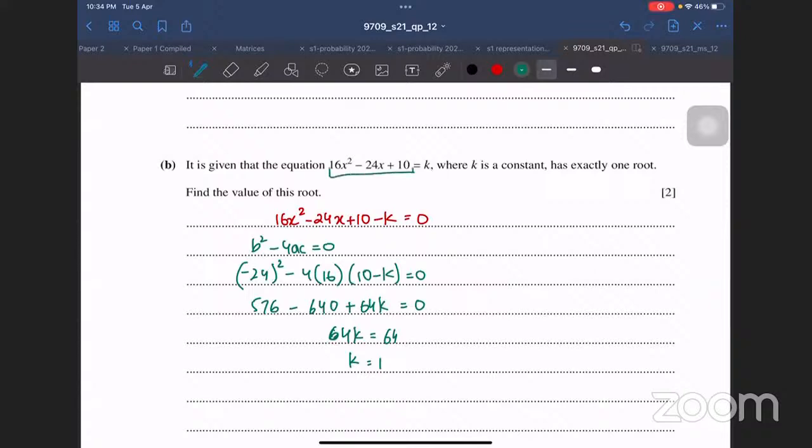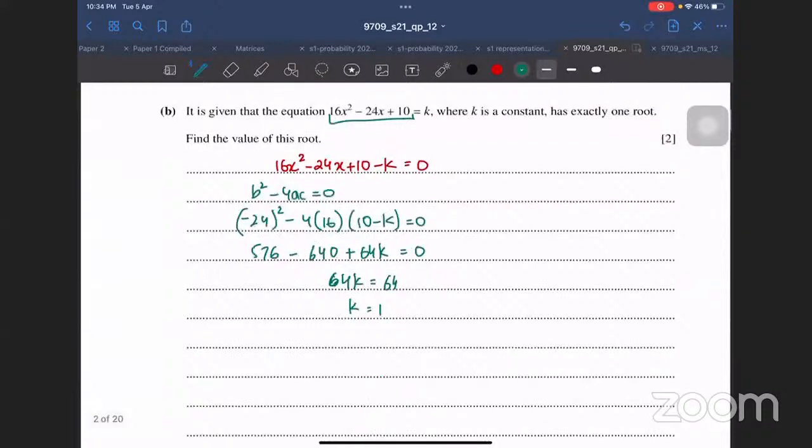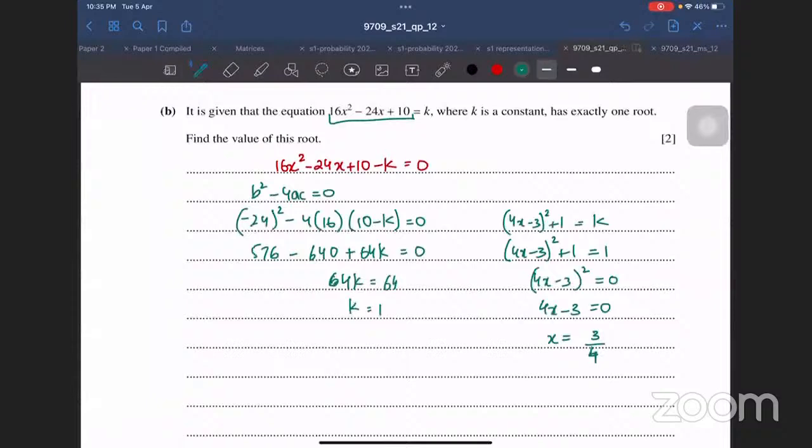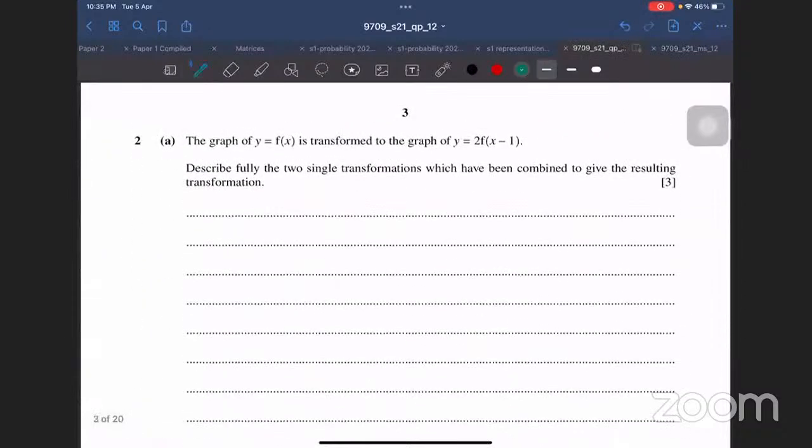I can say that the left hand side can actually be written as 4x minus 3 whole squared plus 1 equals k. 4x minus 3 whole squared plus 1 equals 1. 4x minus 3 whole squared equals 0. So 4x minus 3 equals 0. x is therefore equal to 3 over 4. I could have done this directly. There is an interpretation in this question that might help you, but it's not necessary to do that. That was question number 1.